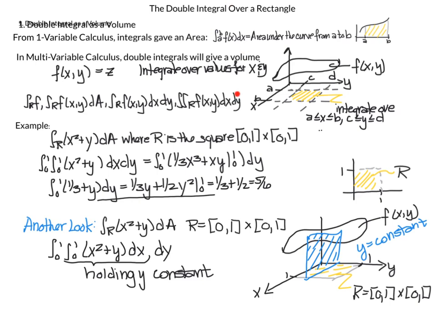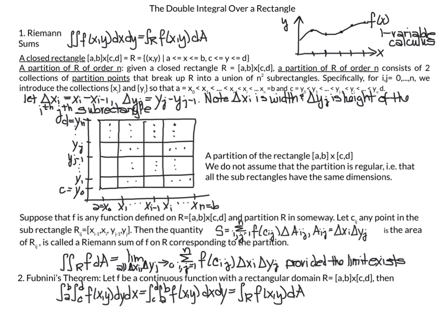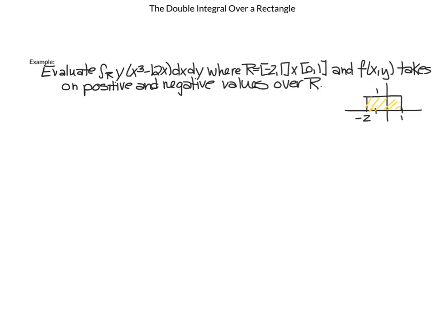Now that we've covered our overview slides in some more detail, let's do another problem before getting to some review problems. The problem is to evaluate the integral over R of y times (x cubed minus 12x) dx dy, where R is equal to -2 to 1 on the x-axis and 0 to 1 on the y-axis. And note that here f of x, y takes on positive and negative values over R.